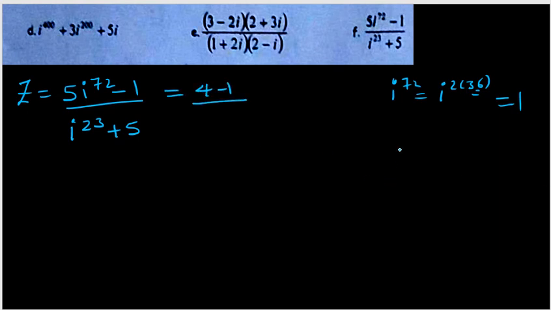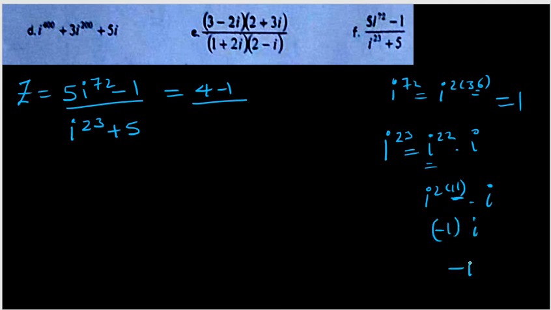Let us think of the denominator part. i to the power of 23 can be written as i to the power of 22 times i, and the 22 part is i to the power of 2 times 11, times i remaining. And since this number is odd, it will be negative 1. Negative 1 times i will be just negative i. So it will be negative i plus 4. So I can write this as 3 over 4 minus i.